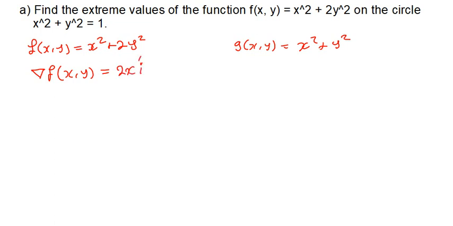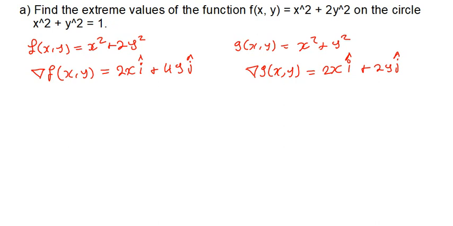Okay, 2x in the i, that will be plus 4y in the j. Then what about the other one? Our constraint there is going to be 2x in the i plus 2y in the j, like that.